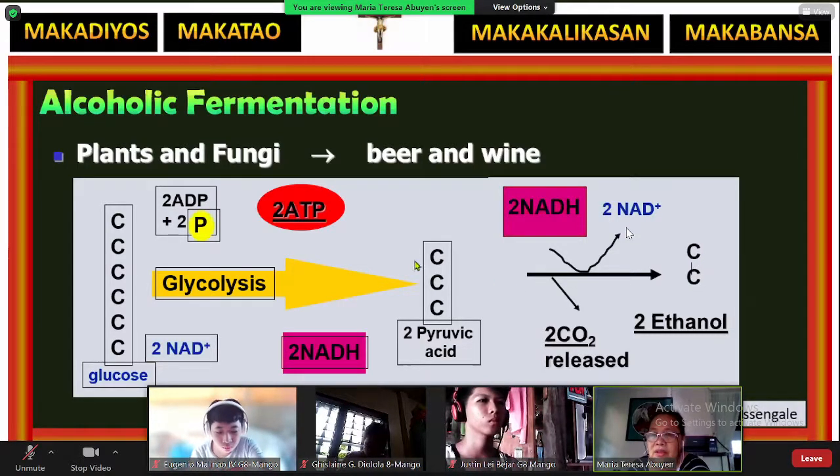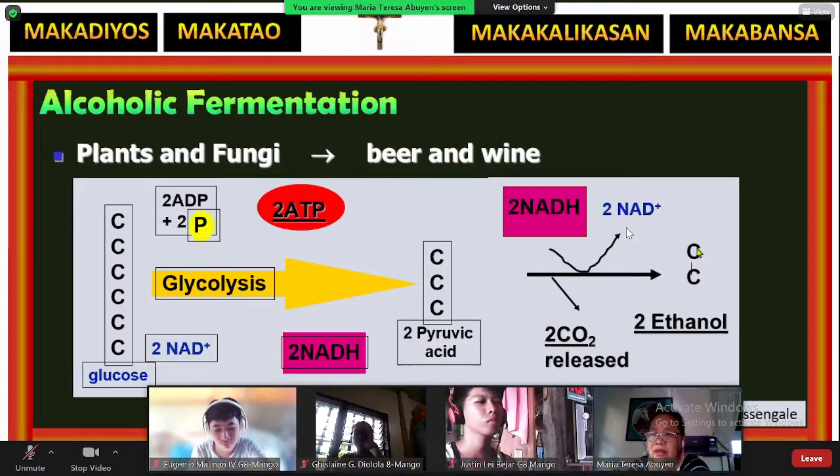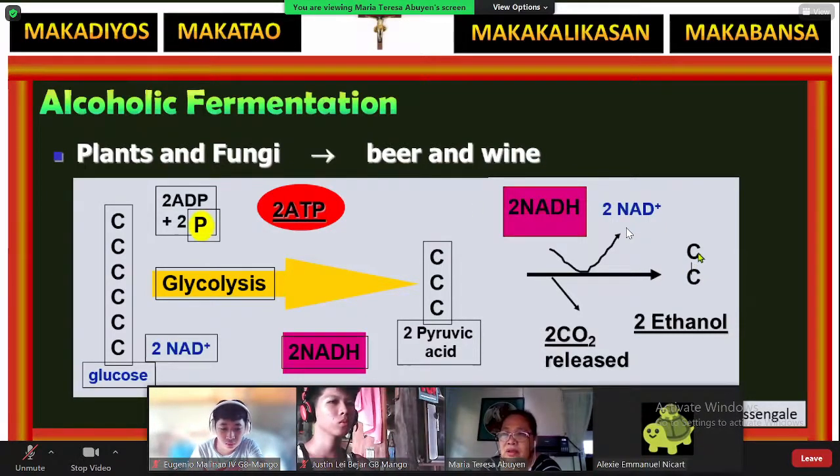Pyruvic acid has three carbons: 1, 2, 3. Then it underwent a reaction to become alcohol, which has two carbons. So what happened to the extra carbon? Anybody? It was used to produce carbon dioxide.